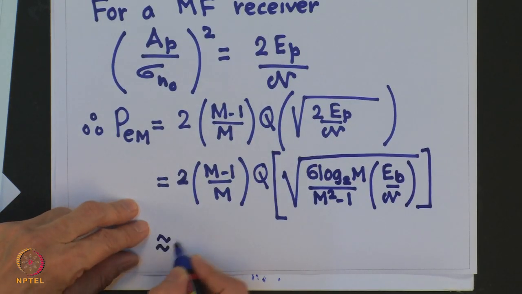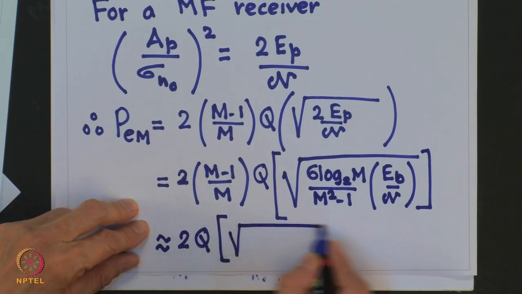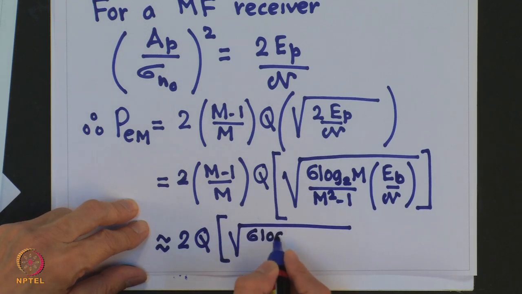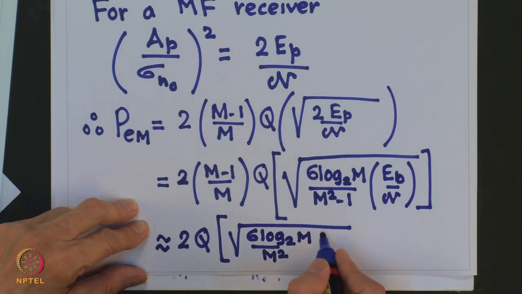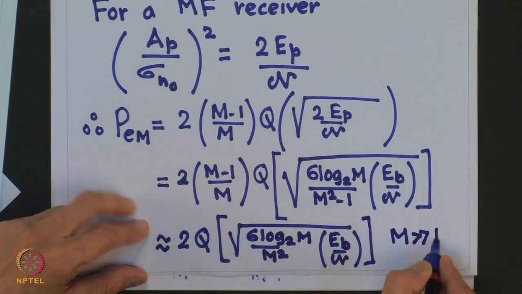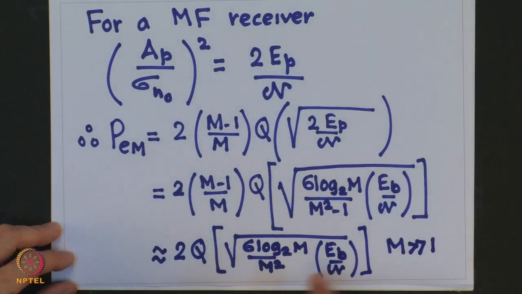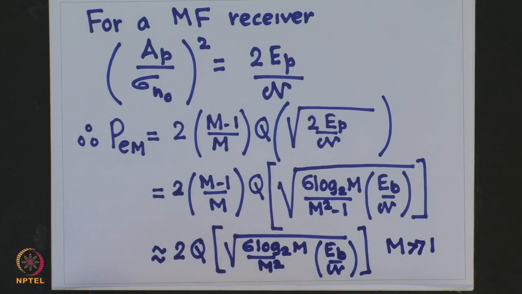And this I can approximately write as 2Q for M much larger than 1. This is the symbol error which we get. In this case, it is also possible to calculate the bit error rate if you follow a particular strategy of coding the symbols as follows.